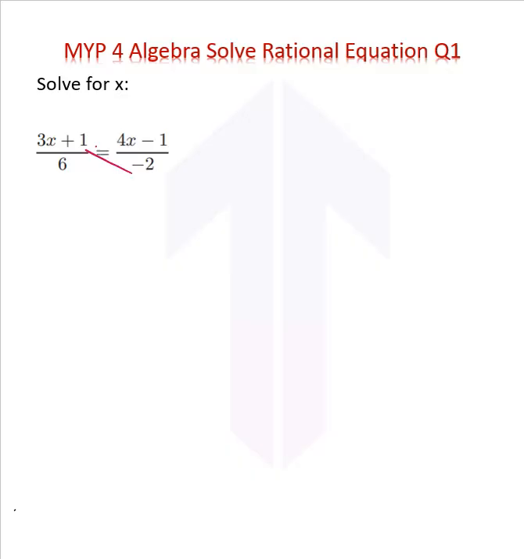So minus 2 would go here and multiply with this. 6 would go here and multiply. This is called cross multiplication. So minus 2 times 3x plus 1 is equal to 6 times 4x minus 1.